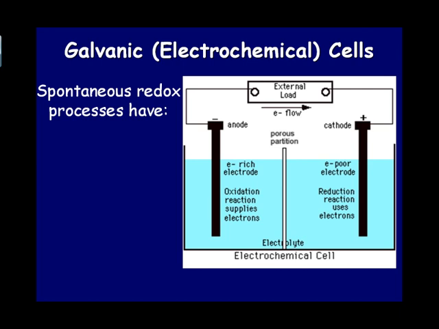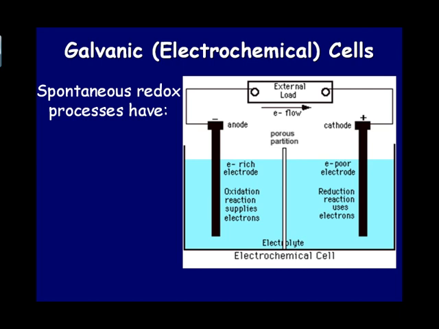Notice that the anode is described as the electron-rich electrode. That's where the electrons are going to come from. The cathode is the electron-poor electrode. That's where the electrons are going to go. Notice also that at the anode, oxidation takes place, and at the cathode, reduction takes place.